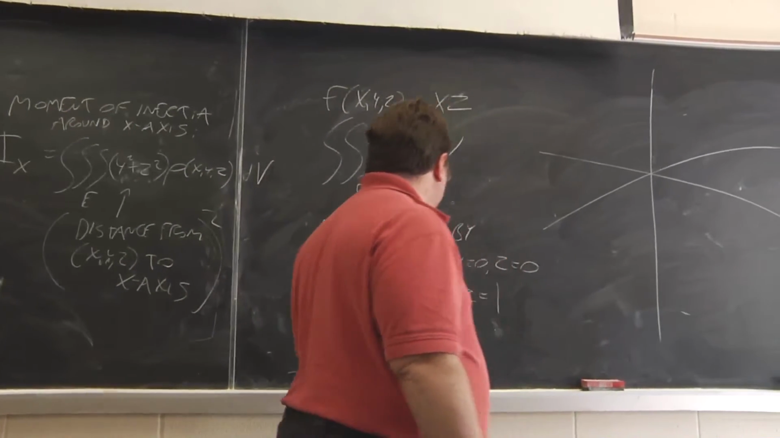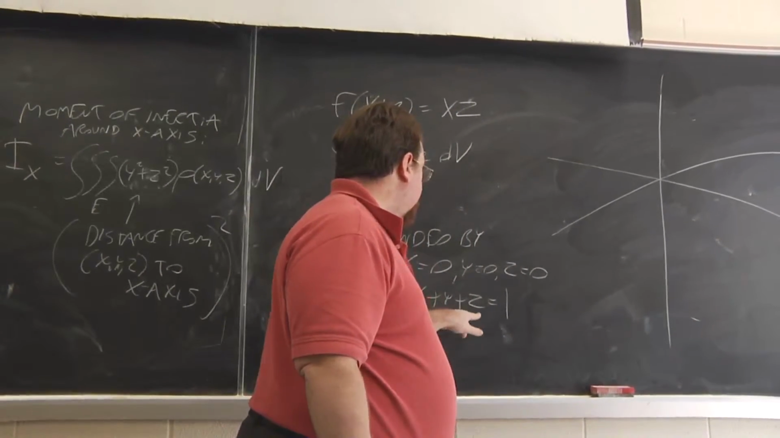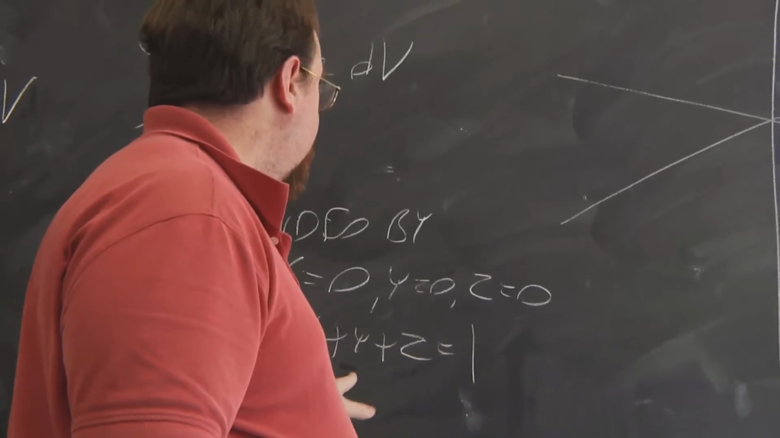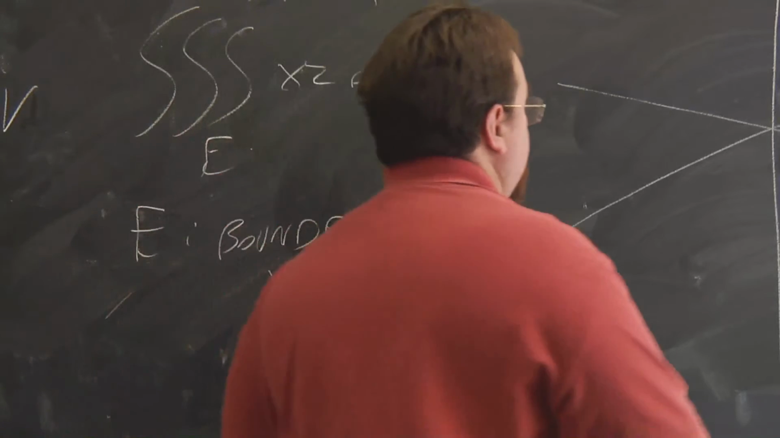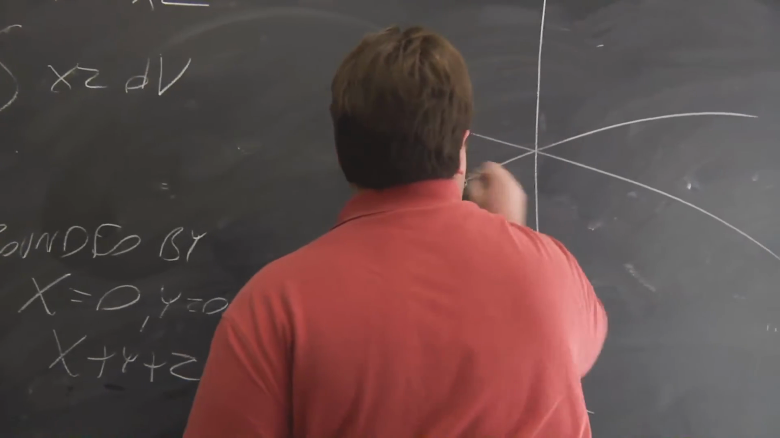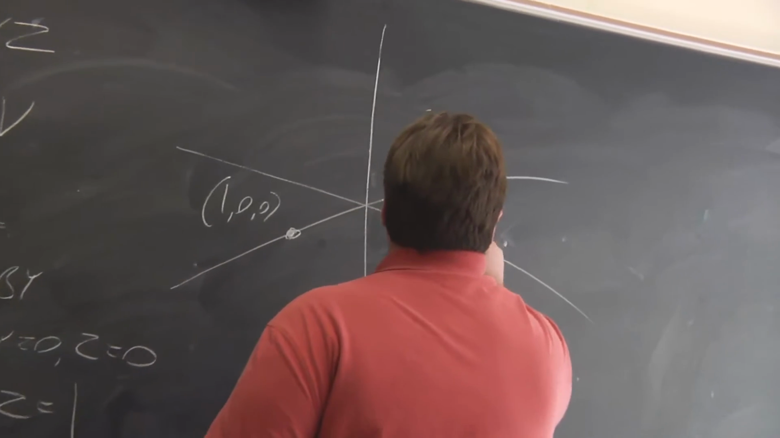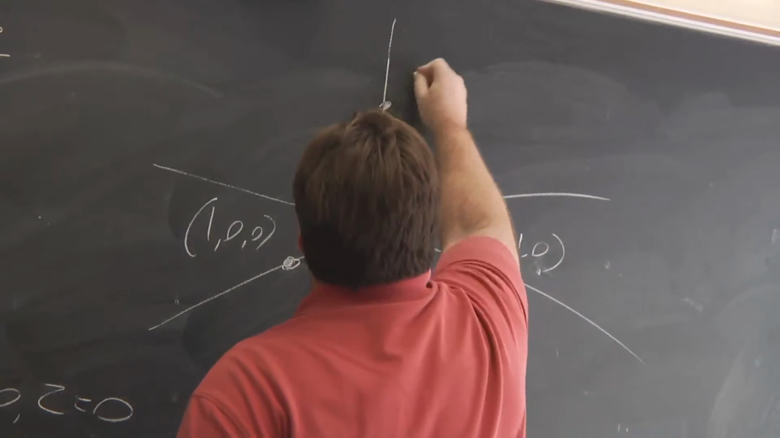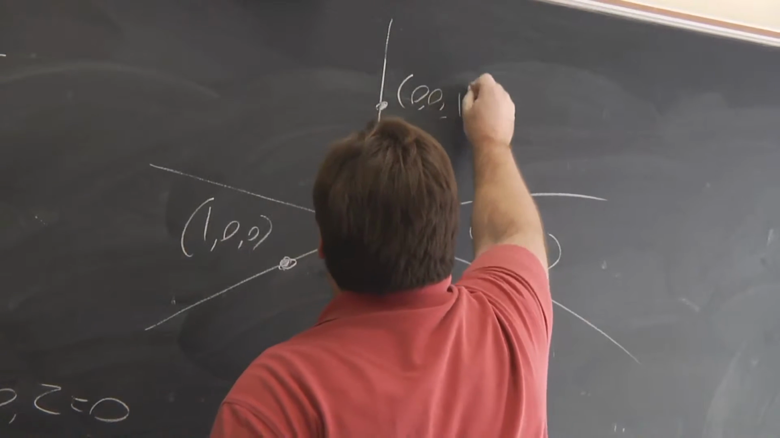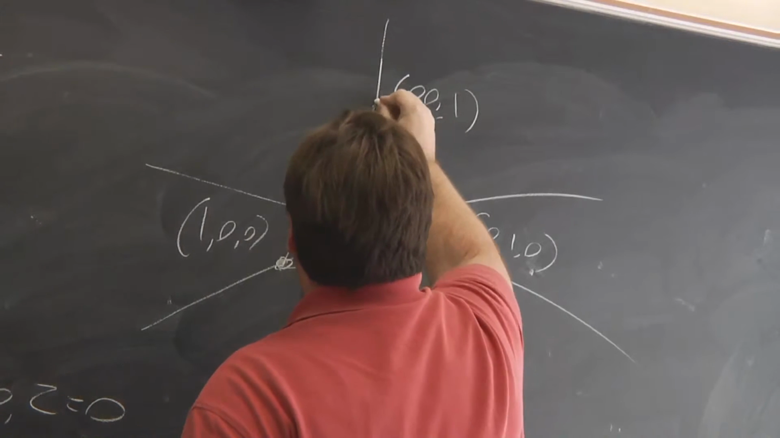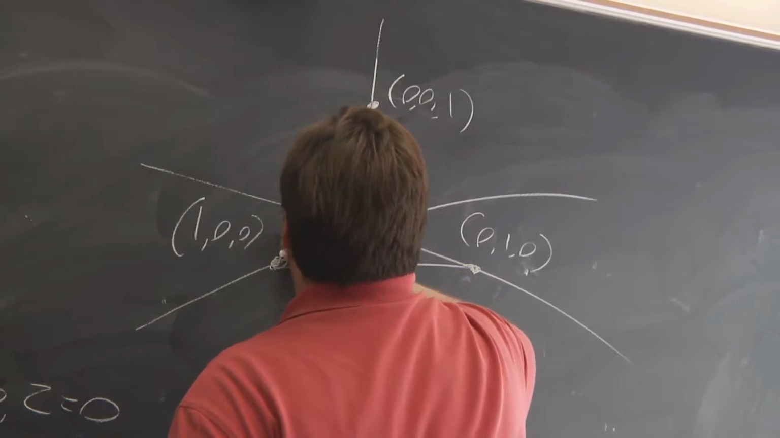So if we have the plane x plus y plus z is equal to 1, we can figure out a few points that belong to this plane. We need this one, x is 1, y and z are 0. Here we have x is 0, y is 1, z is 0. And this one, 0, 0, 1. It takes 3 points to completely determine a plane, and these 3 will do it.